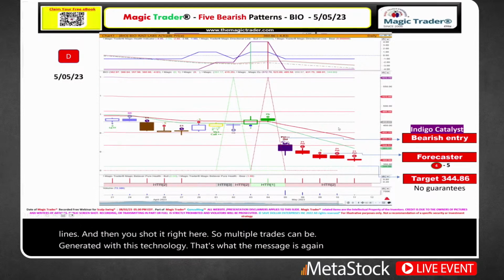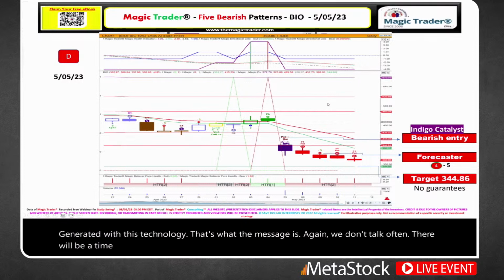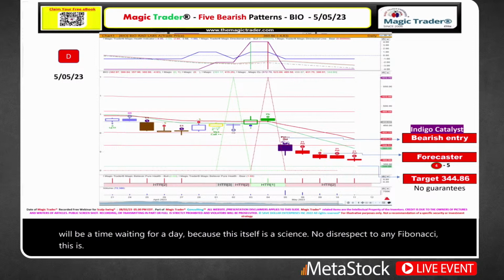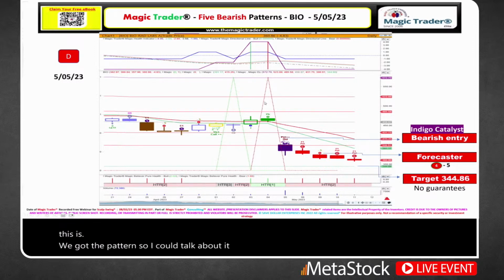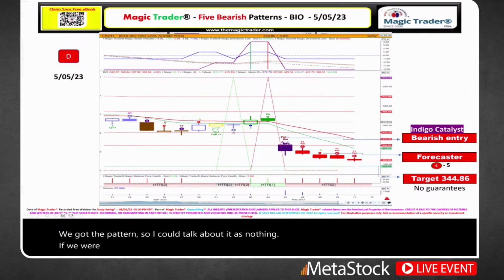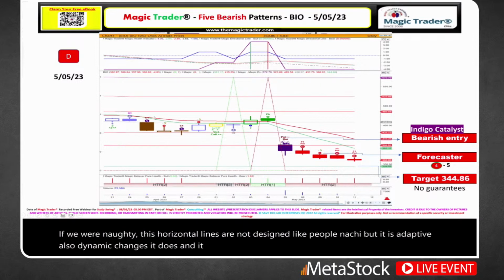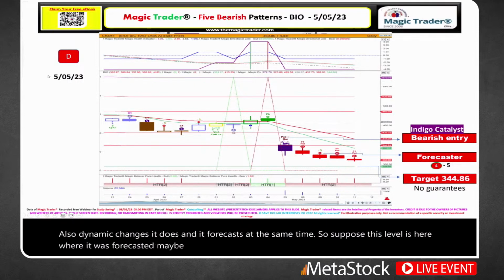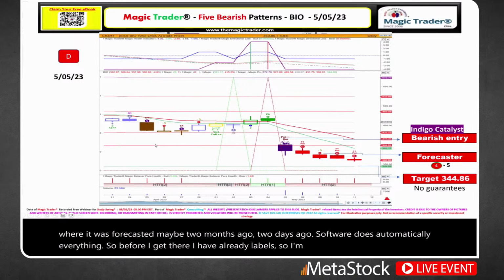Again, we don't talk often. There will be a time, waiting for a day, because this itself is a science. No disrespect to any Fibonacci. We got the pattern, so I could talk about it. It has nothing like Fibonacci. These horizontal lines are not designed like Fibonacci, but it is adaptive. It also changes dynamically, and it forecasts at the same time. Suppose this level is here, but it was forecasted maybe 2 months ago, 2 days ago, the software does everything automatically. So before I get there, I already have levels, so I'm more prepared.